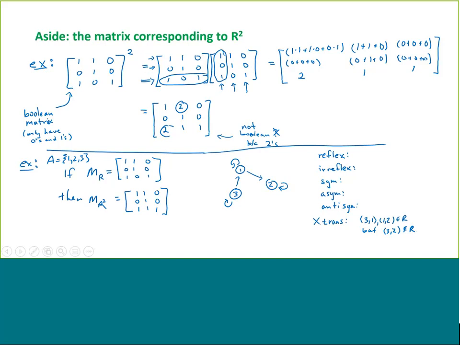Now you can also see it in the matrices, which is why we were doing this whole aside that we've just been doing. Anybody spot what the issue is in the matrices? It's specifically, there's a 1 somewhere where it can't be if our relation was transitive.